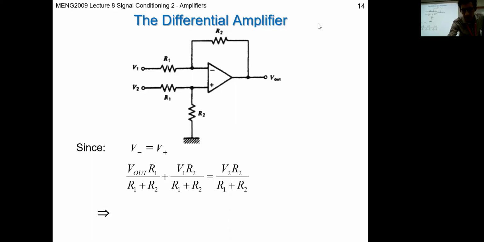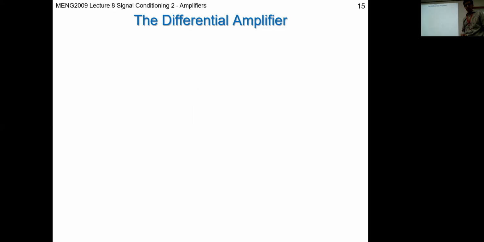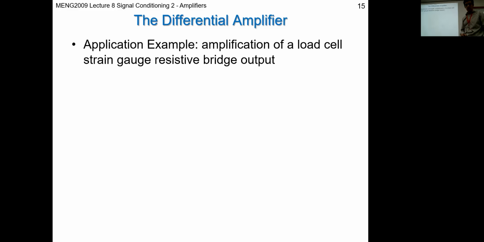Okay, so this is the equation shown on the slide. You rearrange those, and you get V out equals the gain, R2 upon R1, times V2 minus V1. A good example of an application of a diff amp is amplification of a load cell.